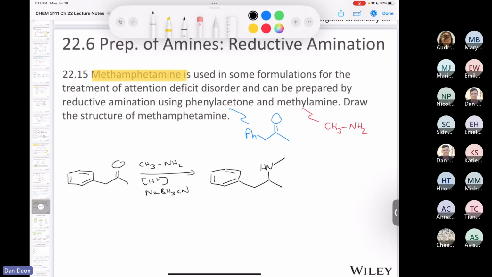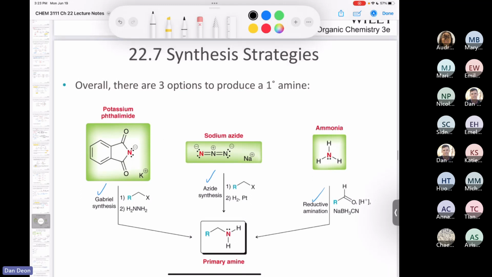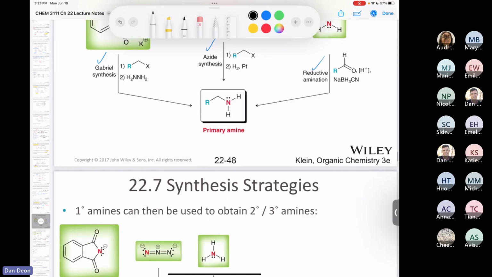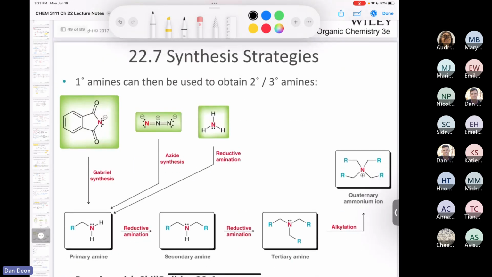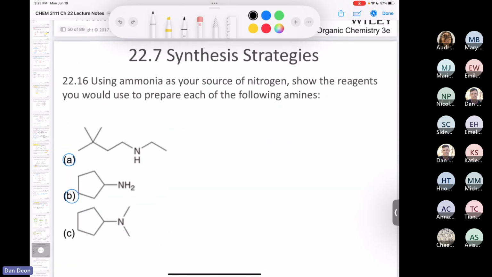All right, and let's try a couple more here. So we've covered the synthesis strategies for making a primary amine using Gabriel synthesis, azide synthesis, and reductive amination. And then we said once you've made a primary amine, you can keep going with more and more reductive aminations, then finally an alkylation to make a quaternary ammonium ion. And so it says using ammonia as your only source of nitrogen, show how you would prepare each of the following amines. Well, you would do successive reductive aminations to make the compound in A. It's kind of one after the other.